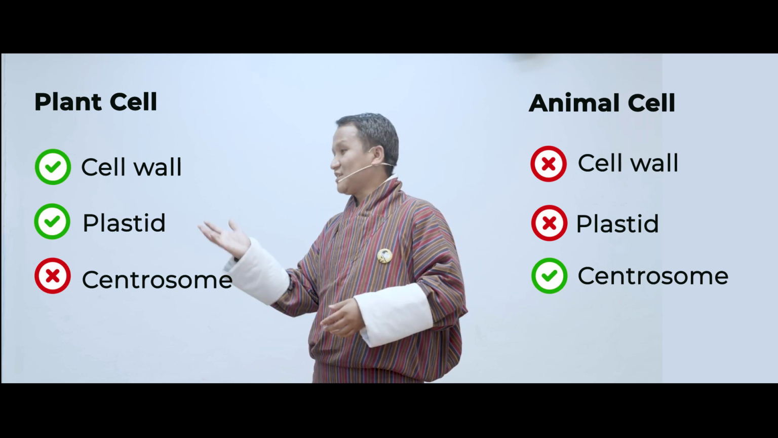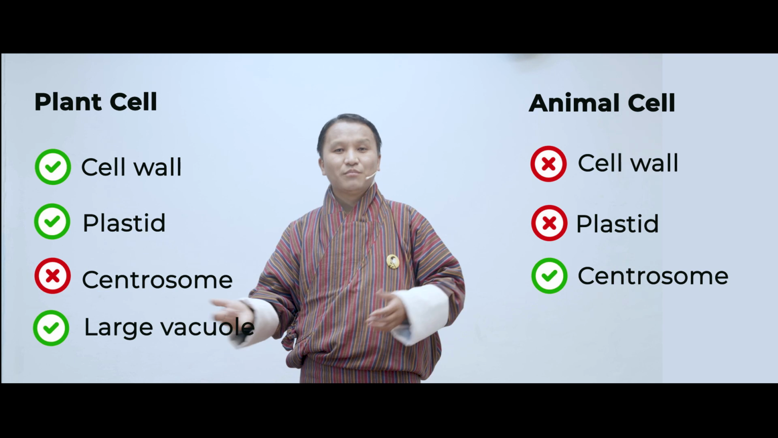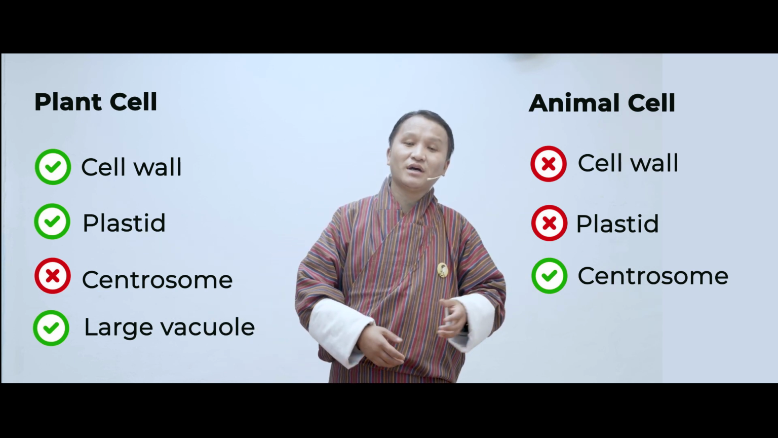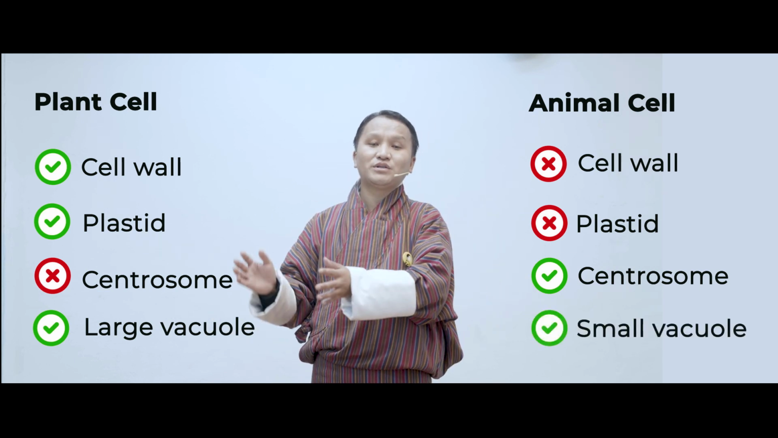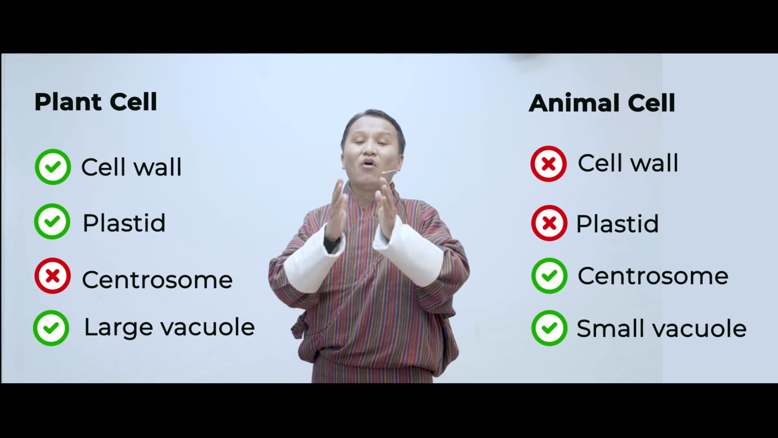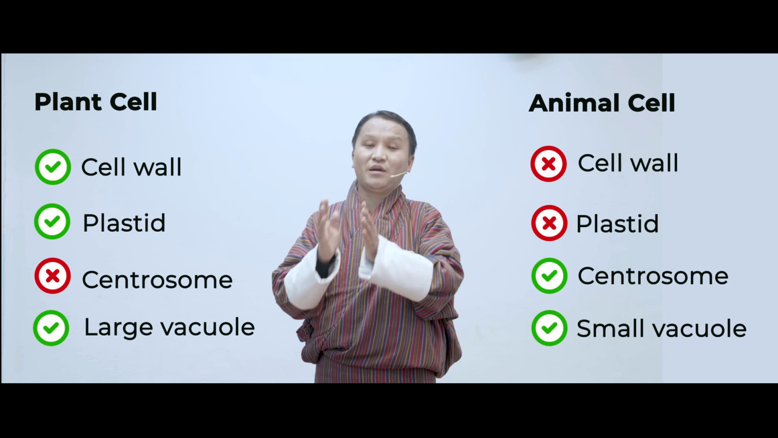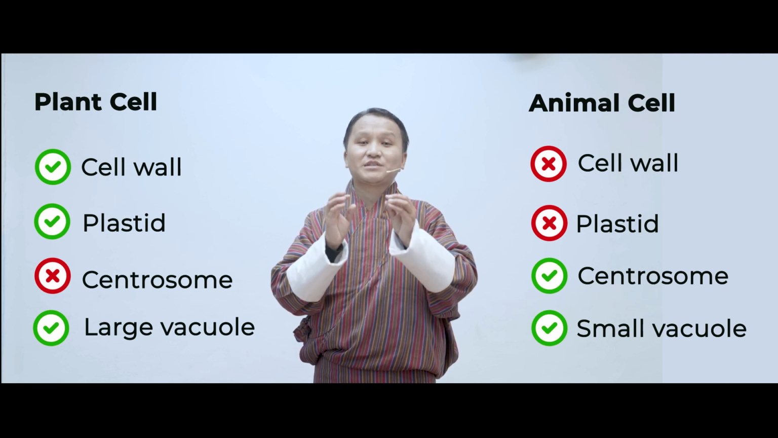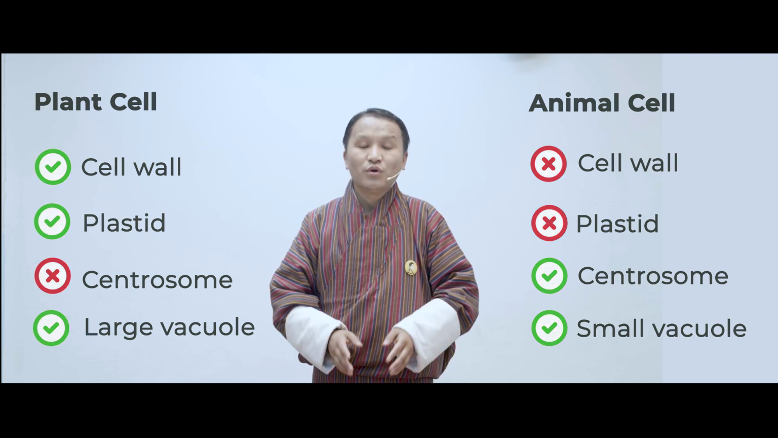Then in the plant cell the vacuoles are large, but in the animal cell vacuoles are smaller when compared with the plant cell. So these are some of the differences between plant and animal cell which you are expected to know. So with this, we come to the end of discussion about the plant and animal cell.